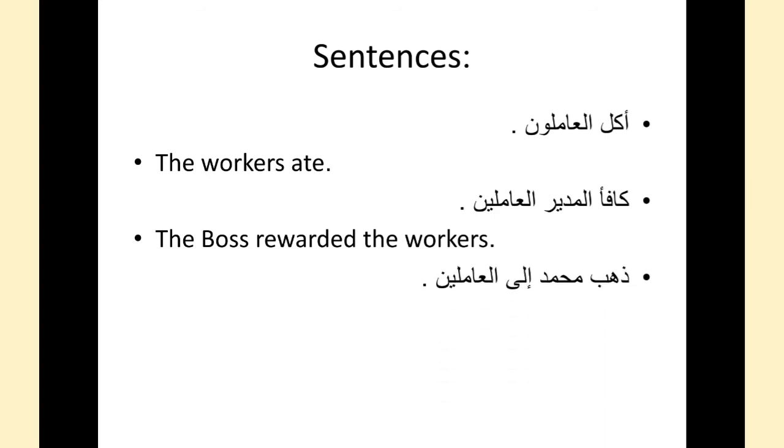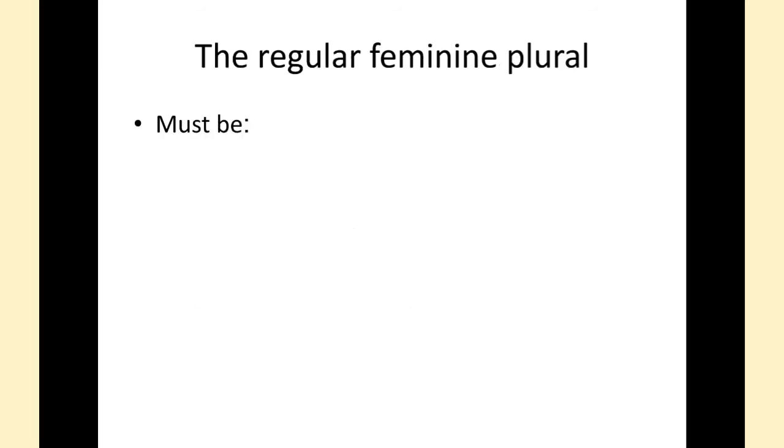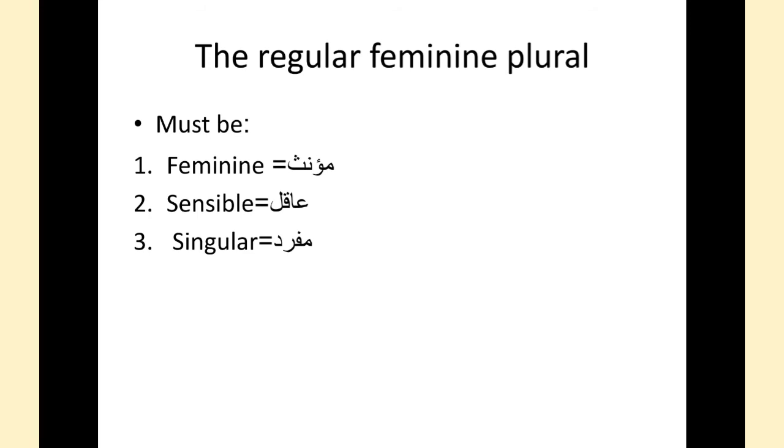ذهب محمد إلى العاملين. Muhammad went to the workers, and you see here the workers has ياء ونون in the last 2 sentences. Okay, the regular feminine plural must be feminine, means مؤنث in Arabic, sensible عاقل, singular مفرد, proper علم. So what is the rule?